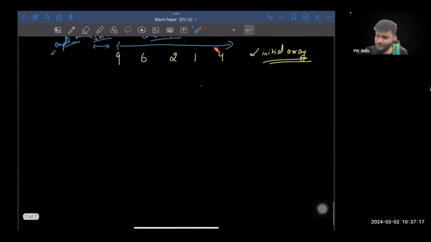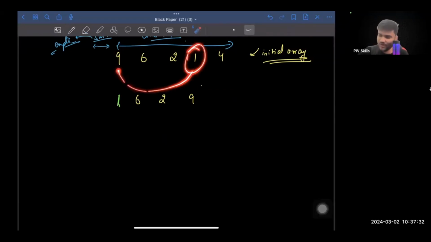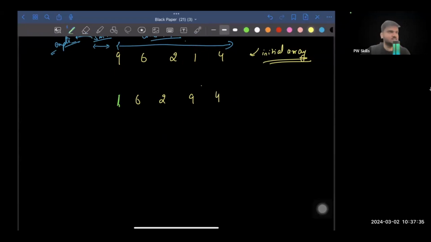So what I'll do is, I'll swap 4 and 9. Sorry, not 4 and 9, my bad. 1 and 9. Because 1 is the smallest, right? So we swap 1 and 9. And the moment we swap 1 and 9, this is the situation of the array. Now can I say, this is the sorted region and this is the unsorted region, right? Can I say in one step, I'm able to expand the sorted region and shrink the unsorted region?